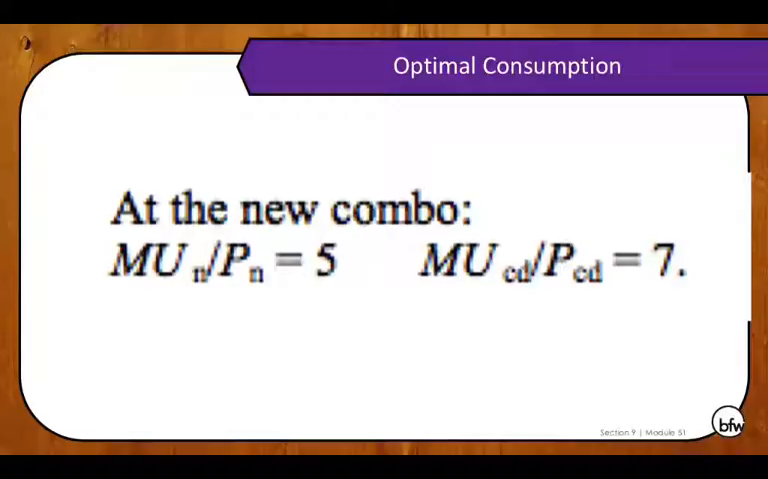And so at this new combination, the marginal utility of a notebook divided by the price of the notebook equals 5, and the marginal utility of a CD divided by the price of the CD equals 7. Again, he should buy more CDs and fewer notebooks, and his total utility will continue to rise until further reshuffling won't increase utility. And at that point, and only at that point, will the marginal utility of notebooks divided by the price of notebooks equal the marginal utility of CDs divided by the price of CDs, and that will be equal to 6.